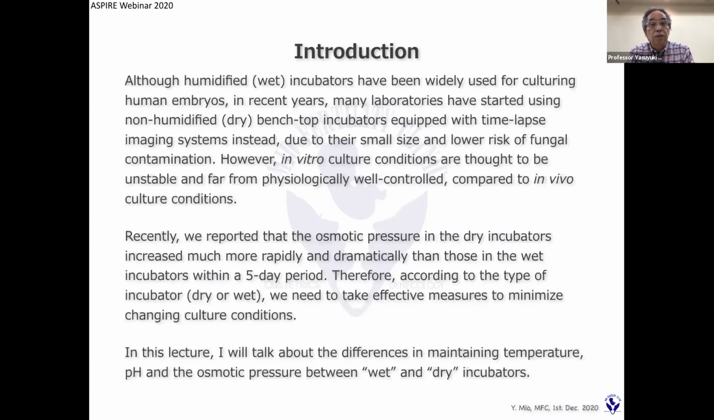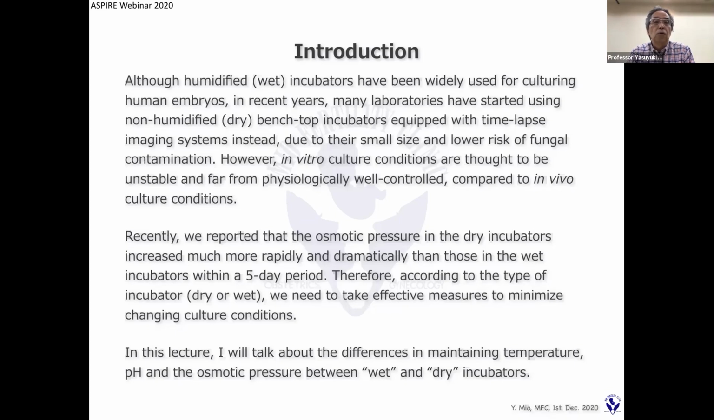Although humidified wet incubators have been widely used for culturing human embryos, in recent years many laboratories have started using non-humidified dry benchtop incubators equipped with time-lapse imaging systems instead, due to their small size and lower risk of fungal contamination. However, in vitro culture conditions are thought to be unstable and far from physiologically well controlled compared to in vivo conditions. Recently, we reported that the osmotic pressure in dry incubators increased much more rapidly and dramatically than in wet incubators within a 5 day period.